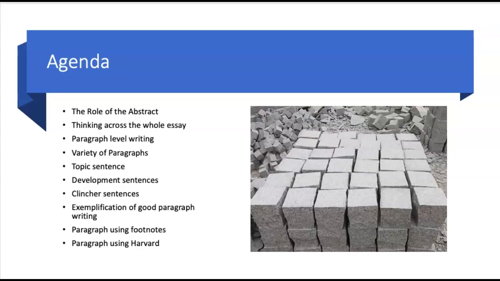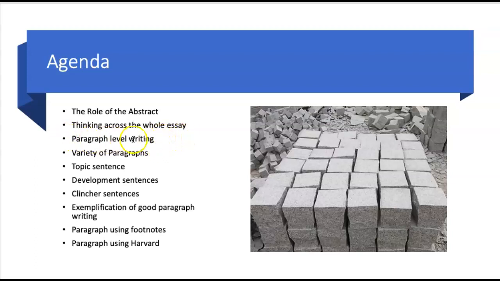So what are we going to cover today? First of all, we're going to be looking at the role of the abstract, and I'll tell you a little bit about this, but I will be doing a separate screencast on how to write an abstract, because an abstract is something that you may want to write last. We're going to be talking about thinking across the whole essay. You can't write paragraphs, as I'll be explaining, unless you've planned the whole essay and you understand what the role and the function of that paragraph is going to be.